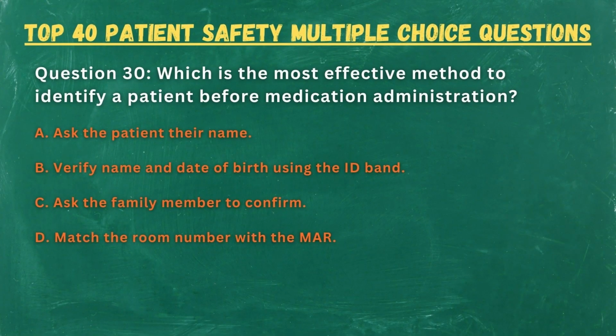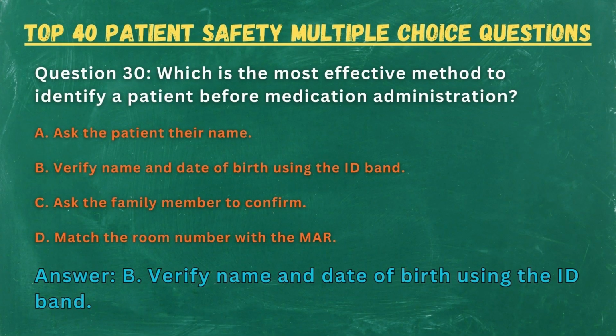Question 30. Which is the most effective method to identify a patient before medication administration? A. Ask the patient their name. B. Verify name and date of birth using the ID band. C. Ask the family member to confirm. D. Match the room number with the MAR. Answer. B. Verify name and date of birth using the ID band.